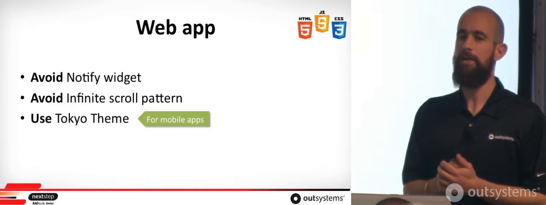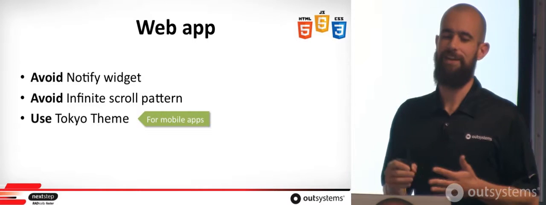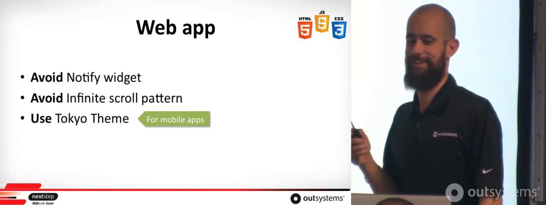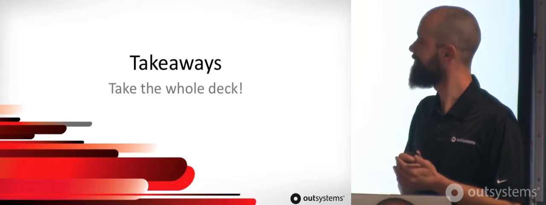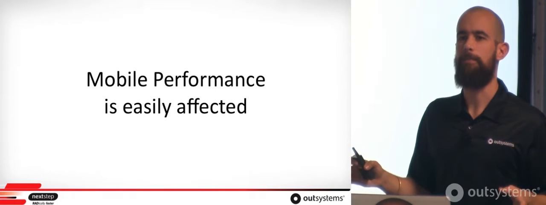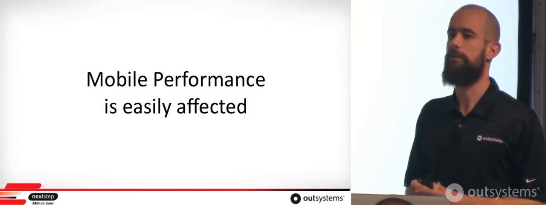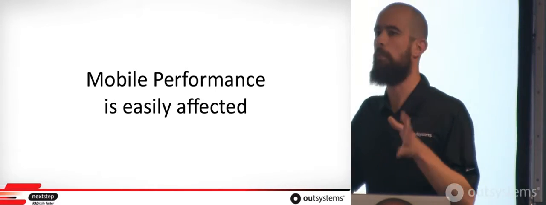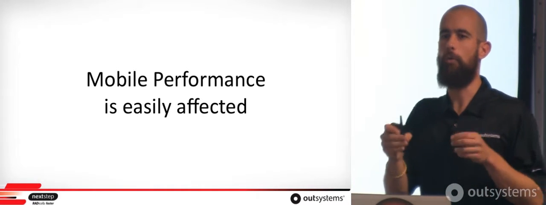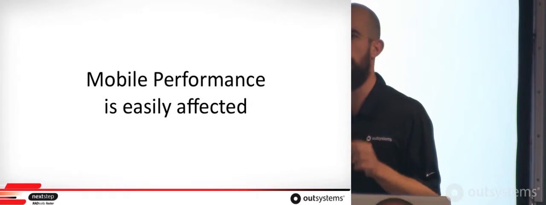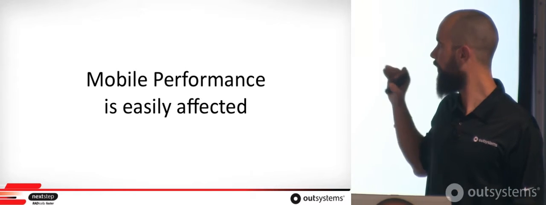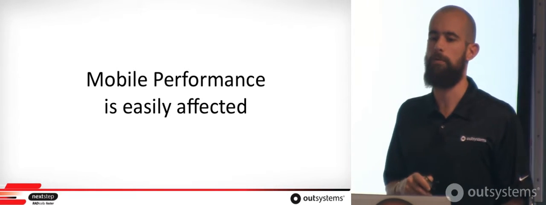So recapping, avoid the notify widgets, avoid the infinite scroll, and use the Silk UI theme. So takeaways, finally. Mobile performance is easily affected by any of those areas. So whenever you are building a mobile application, you should think that you have to do everything that you do for a web app, but much, much more and much better. Because performance in mobile is much more sensitive.